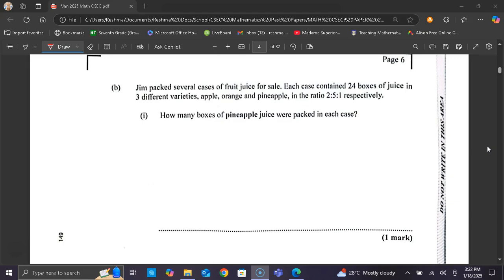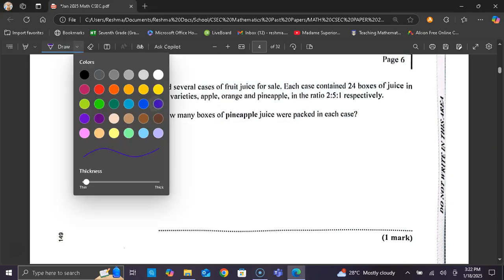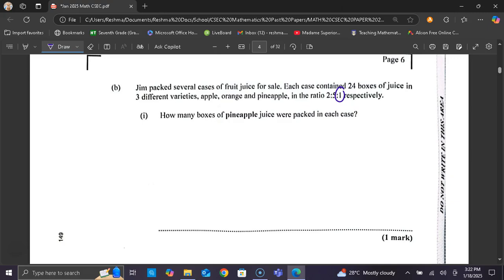So if the ratio of the boxes of juice is 2 to 5 to 1, apple to orange to pineapple, pineapple would represent 1 part out of the total. And if we calculate the total number of parts, 2 plus 5 is 7, plus 1 is 8. So therefore, 1/8 of the number of boxes would represent pineapple. So therefore, 1/8 out of 24. So therefore, 3 boxes of pineapple juice in the case.